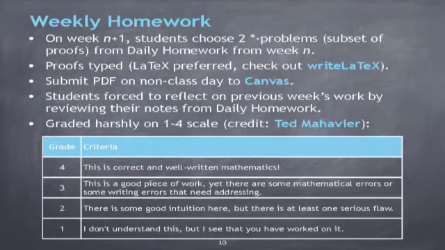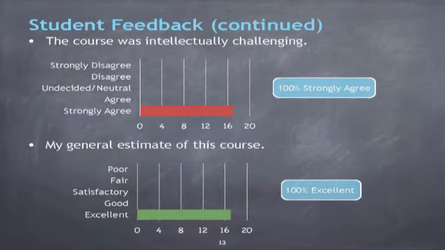So I'm going to skip a little bit here so I can show you one little thing. I knew I might not get to this, but let's look at that really quick. This is from my course evaluations this past semester. The course was intellectually challenging. 17 students, 100% said strongly agree. My general estimate of this course, excellent, 100%. So I'm pretty happy with that.